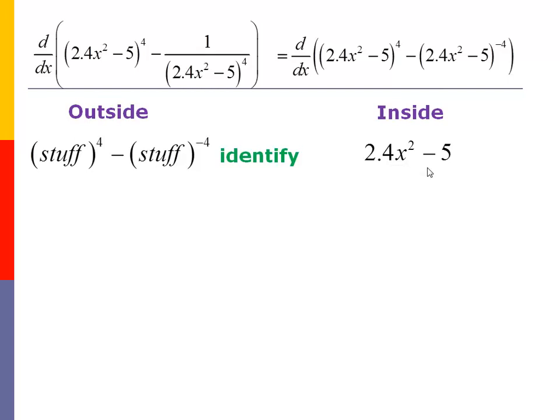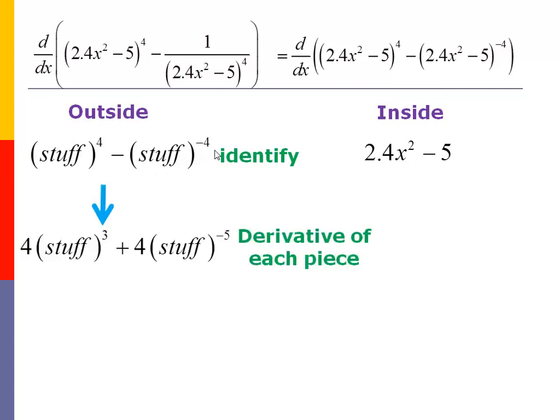So I'm looking at these things individually. Instead of being so overwhelmed by looking at the whole thing at one time, I'm trying to break it apart. And I'm just thinking, okay, I got something to the 4th power, and then I've got something to the negative 4th power. And I'm just going to take it each separately, each one piece at a time. And then we do the derivative of each piece. And this is a nice straightforward power rule.